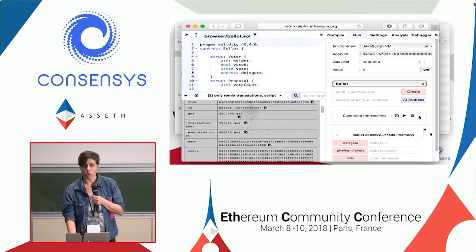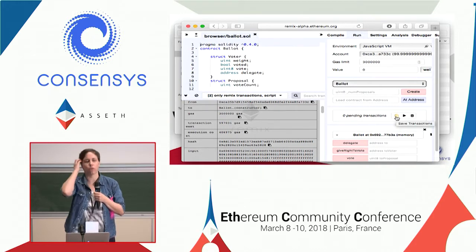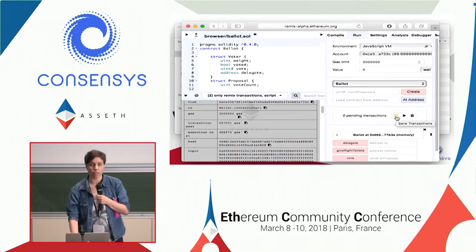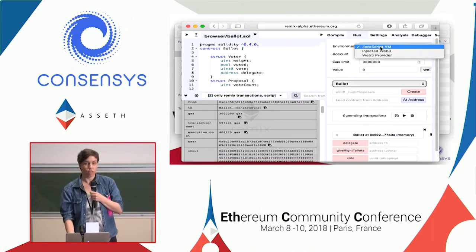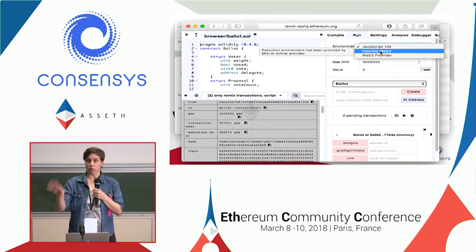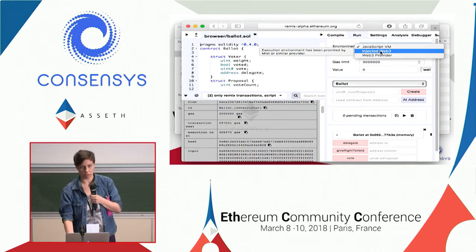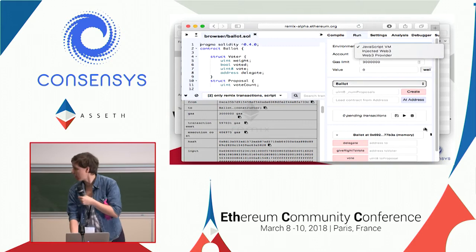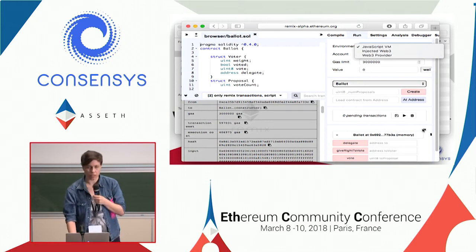You can also record transactions. So if you want to prepare and click around your contract inside of JavaScript VM, and then you want to reuse it in injected Web3, then you can save all the transactions and then reload them again. I mean, this is kind of hard to explain, but you can try it out. This is the recorder, but I think that you will show more later, right?